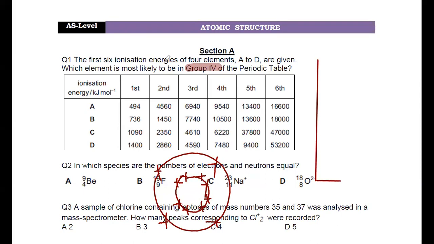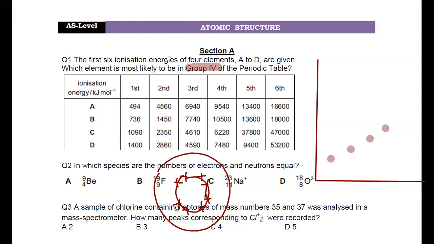If I'm making my graph, I remove the first electron, and that's my first ionization energy. Then I remove the second electron, that's the second ionization energy. Then I remove the third electron, that's my third ionization energy. I will remove the fourth electron. So my ionization energy is increasing, but it's increasing slowly, gradually.